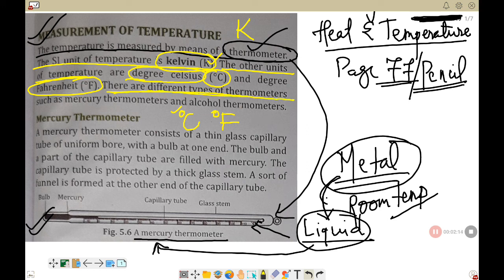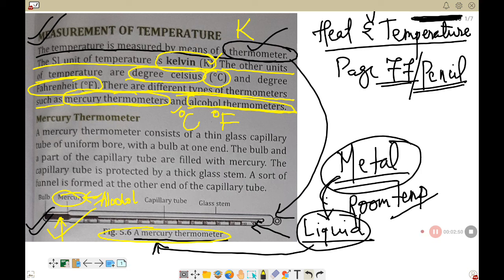There are different types of thermometers, such as mercury thermometers and alcohol thermometers. So these are the two thermometers about which we are going to learn today: mercury thermometer and alcohol thermometer. Here it's called mercury thermometer because the liquid here, the one which is shown in black color, is mercury. But instead of mercury, if you have a thermometer which has alcohol in it, we call it an alcohol thermometer.